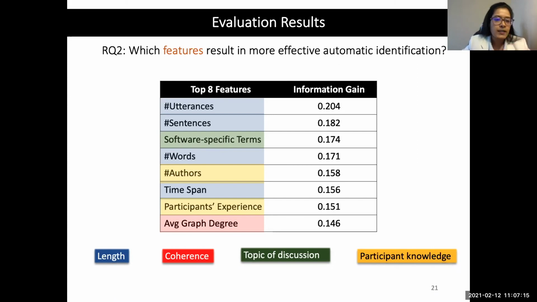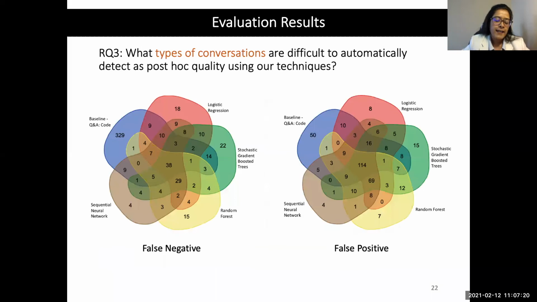Now I will move on to the final research question of this study. So in this research question, we try to understand what types of conversations are difficult to automatically detect as post-hoc quality using our techniques. And to do that, we did a classification error analysis, and we calculated the false negatives and the false positives across all the techniques. And then we did a manual analysis of the false negatives that are in the intersection of this Venn diagram across all the classifiers.